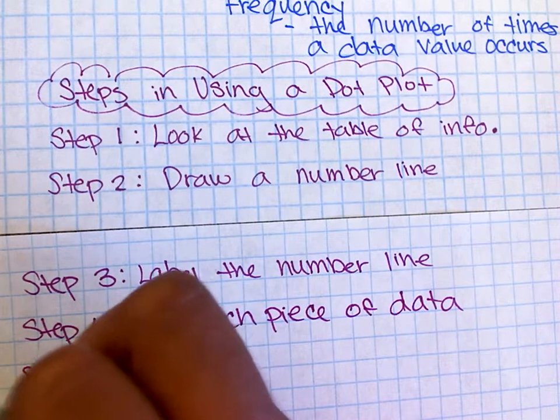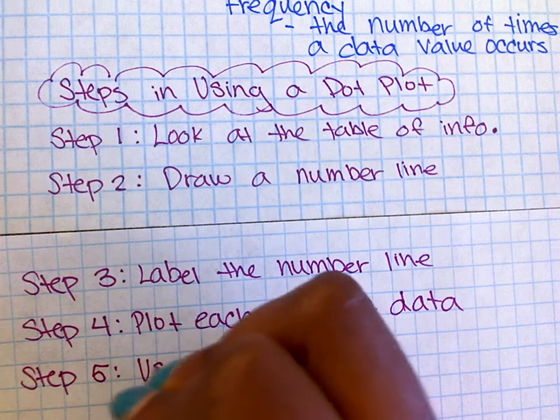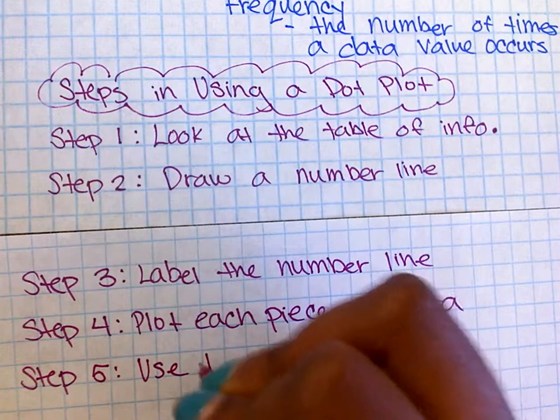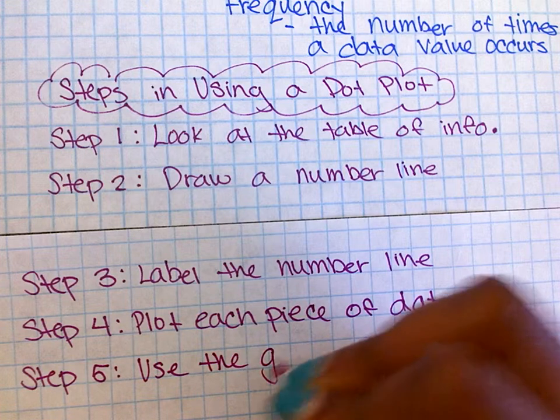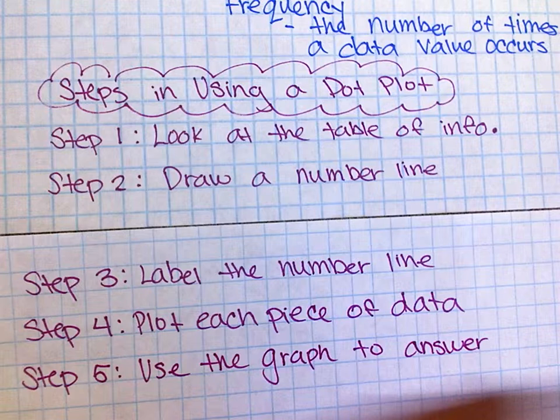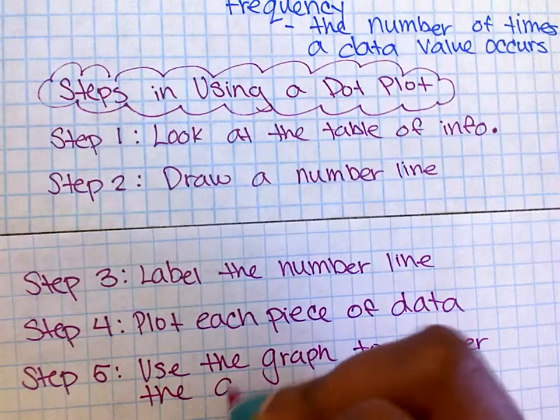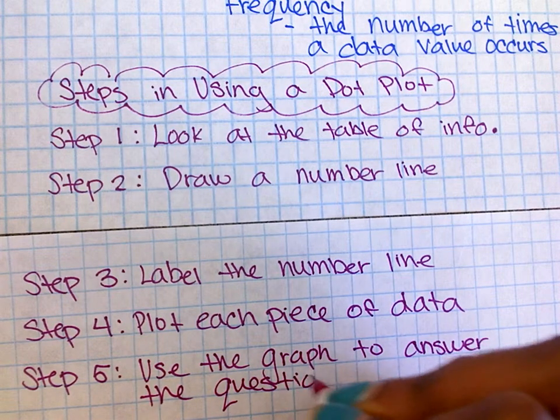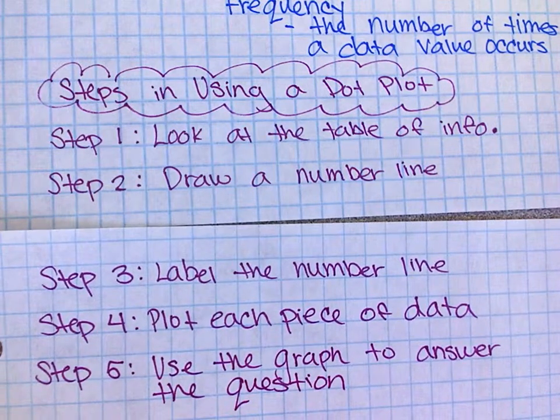And lastly, you're going to use the graph. So you're going to use your dot plot to answer the question. So that means it's going to give it to us in word problem form with a table. We're going to draw our dot plot and then figure out what the answer to the question is. That's it. Very simple. Simple, simple, simple. 5 steps.